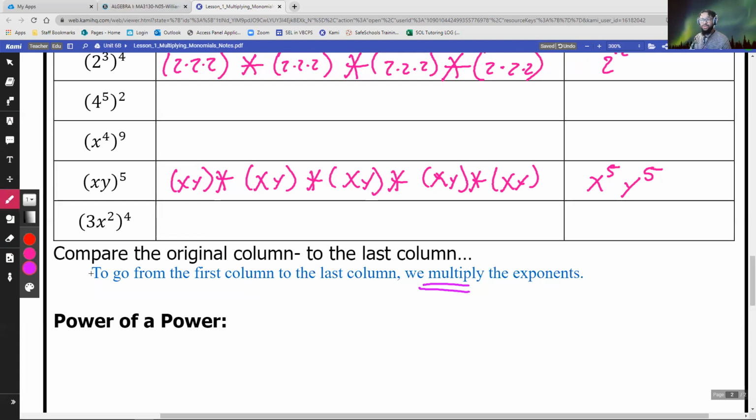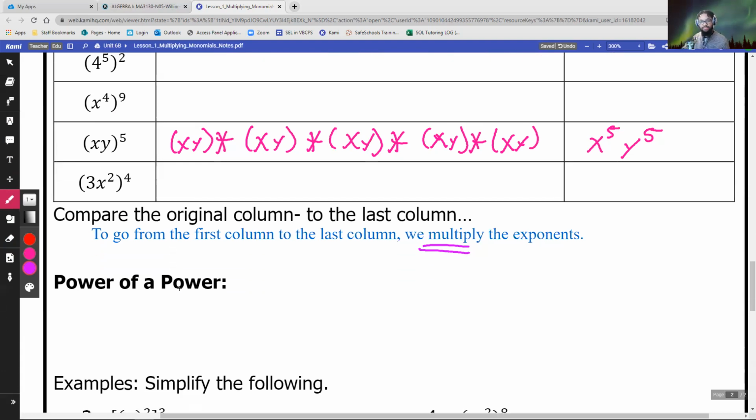But if we have two exponents being multiplied together, we add them. It's kind of a little funky to think about, but that's how it works, okay?